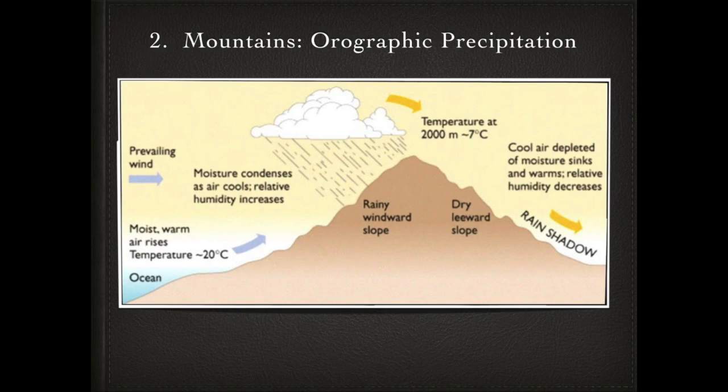Now mountains, this is something you learned in 8th grade about orographic precipitation or orographic lifting. As moisture rises up, it gets cold at higher altitude, it starts to condense, forming clouds. Usually as the warmer moisture rides up the mountain, it's going to rain on that side. You have the rain shadow, so cooler air, less moisture.